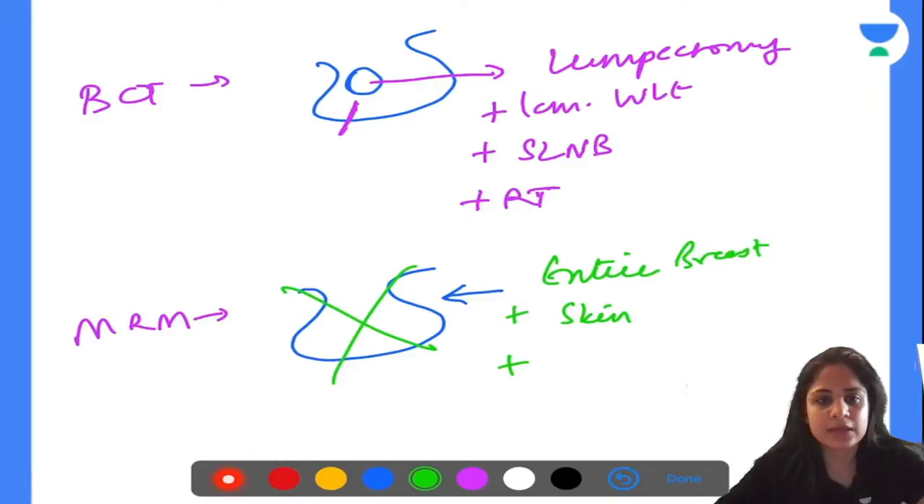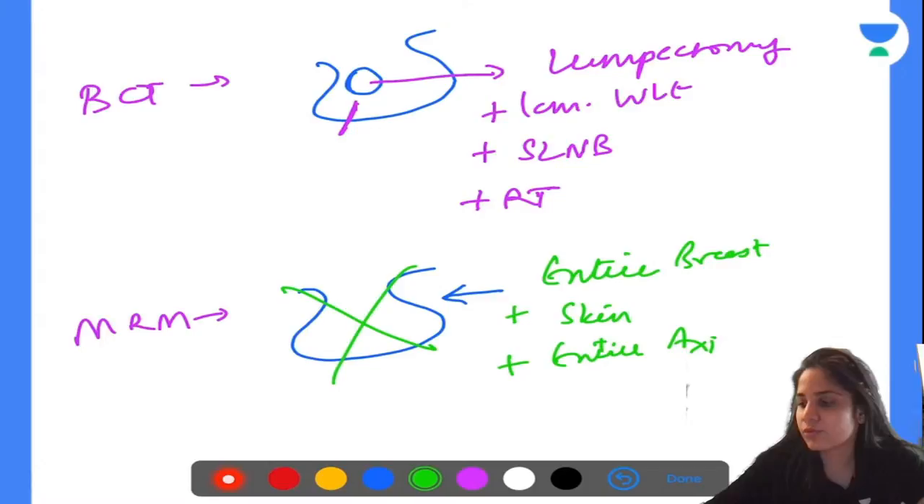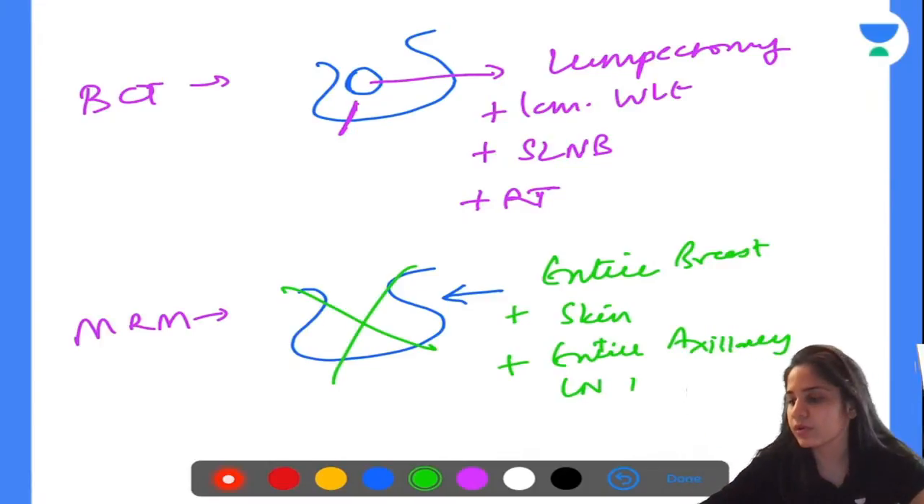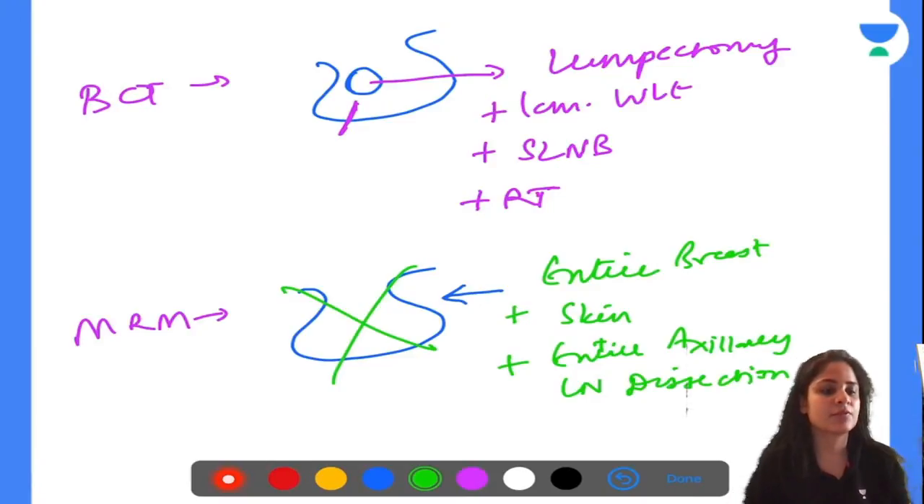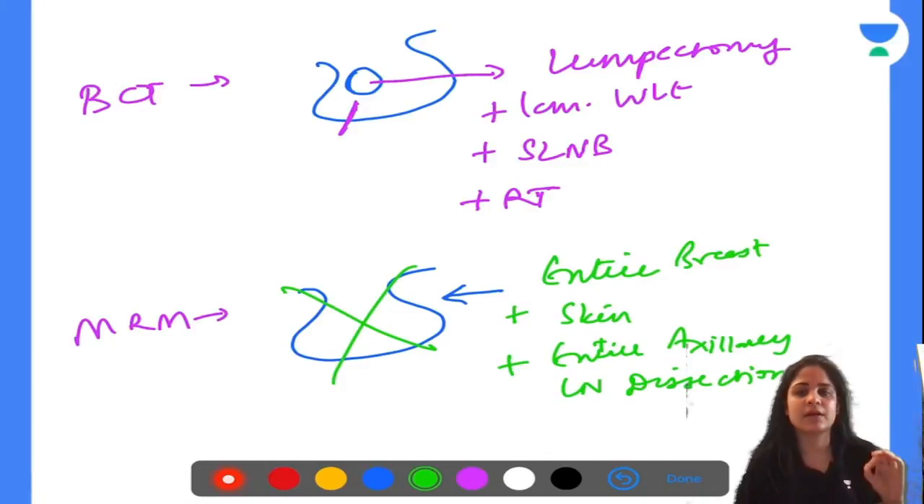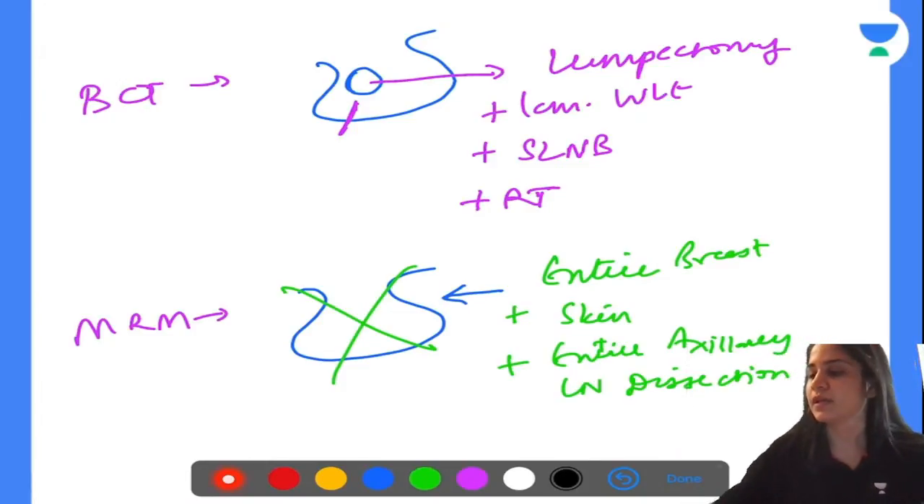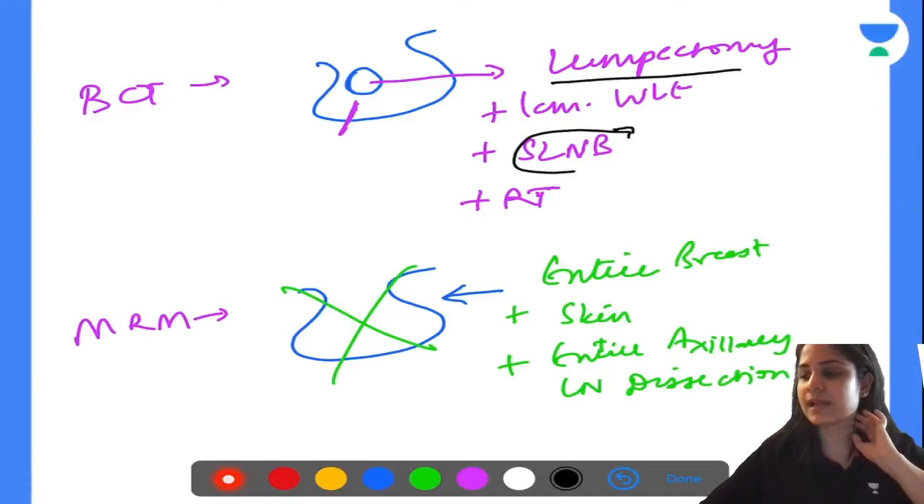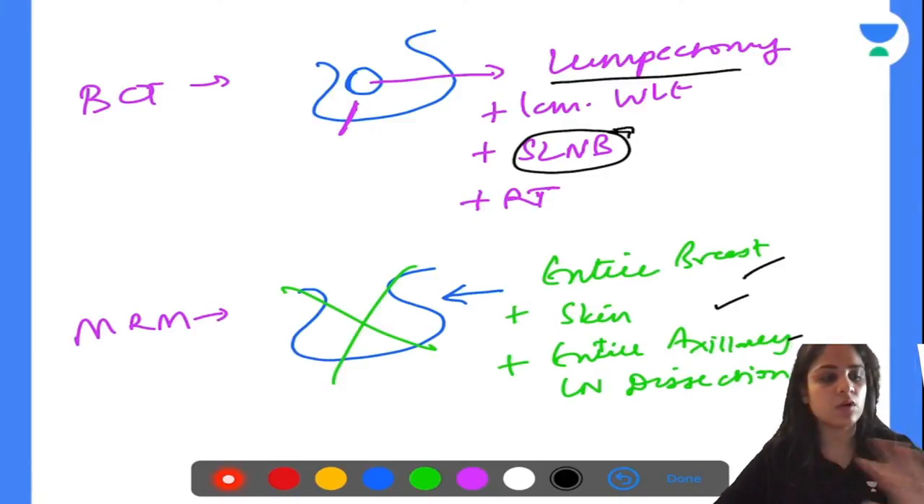And it has already spread to the lymph nodes also, so you will do an entire axillary lymph node dissection. In the axilla, you will remove all the lymph nodes. So this is the difference between BCT and MRM that you need to remember. In BCT you are only removing the lump, not the entire breast, and just sampling the lymph nodes. In MRM you are removing the breast, the skin, and all the lymph nodes. All right, now moving on to our next question.